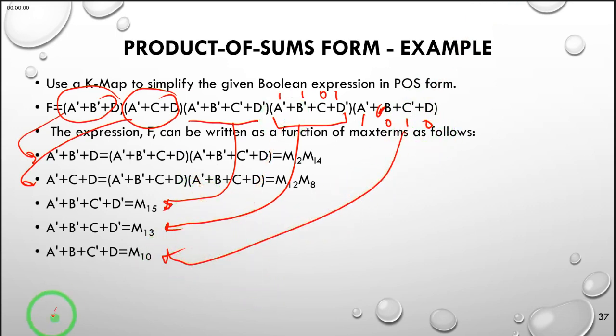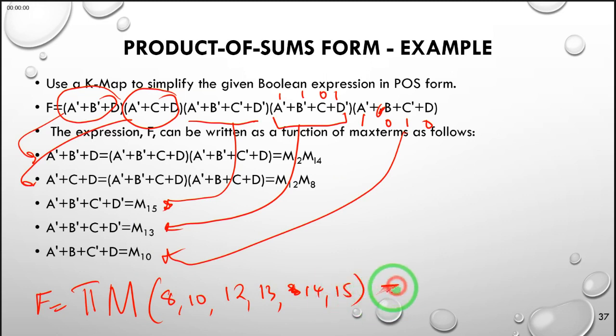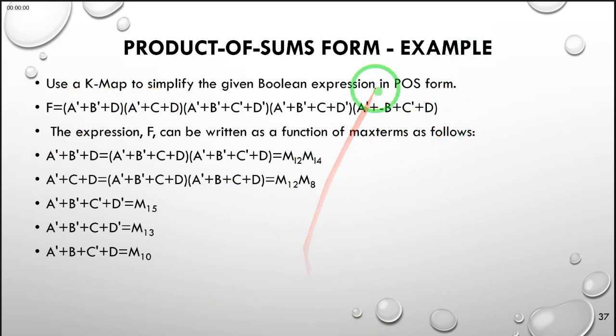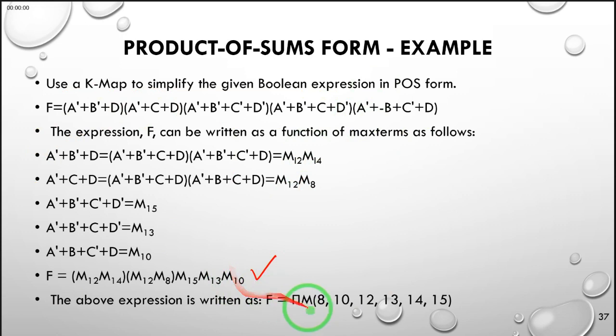And therefore the final expression for F should be pi, meaning it's a product of max terms. Then we arrange them in the numeric form, which is 8, 10, 12, 13, 14, 15. And this may be expressed as M8 dot M10 dot M12 all the way up to M15. And as you can see, that is what we are representing here. All we have not done is to rearrange. The final expression is, as I have mentioned, F is a product of max terms 8, 10, 12 all the way to 15. And now we look at the product of sums example.